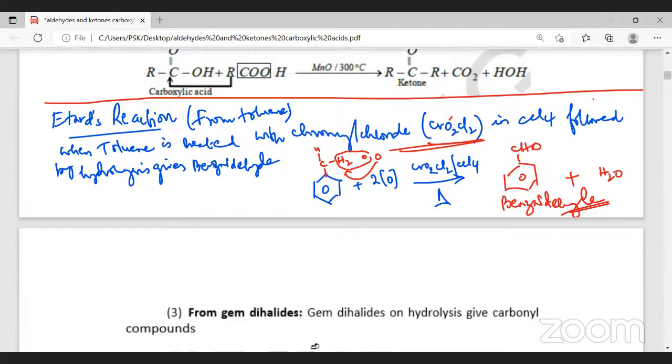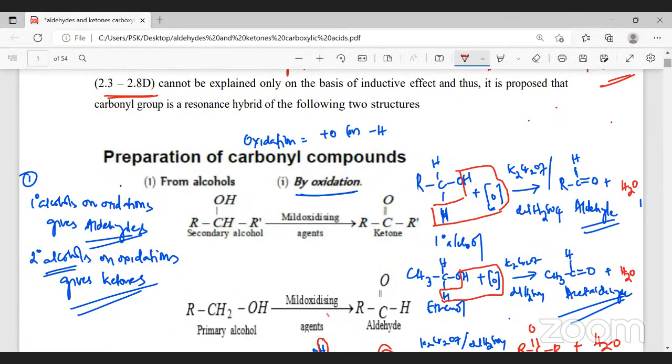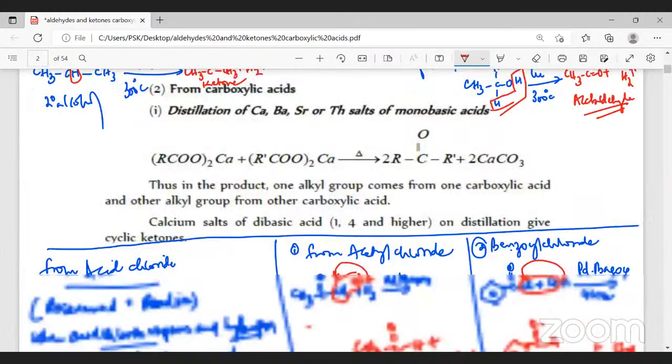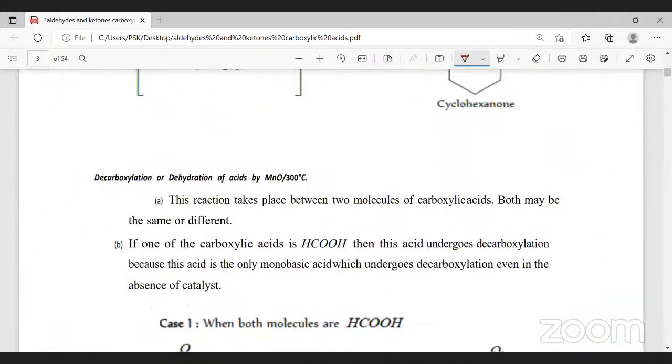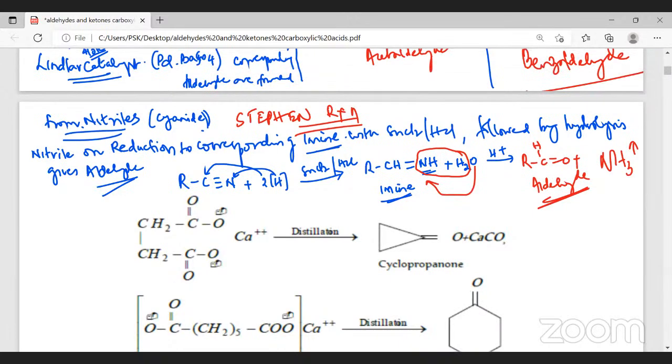So many reactions we learned today. Yes, a lot of reactions we have learned, a lot of information given. So all this you should remember. We'll continue. Still, we have a few more methods of preparation. We have from esters, we have Gattermann's reaction, we have Gattermann-Koch reaction. From acid chlorides, and again from nitriles and benzene. We have so many methods of preparation in our syllabus, and then we will learn the chemical properties of aldehydes and ketones together.